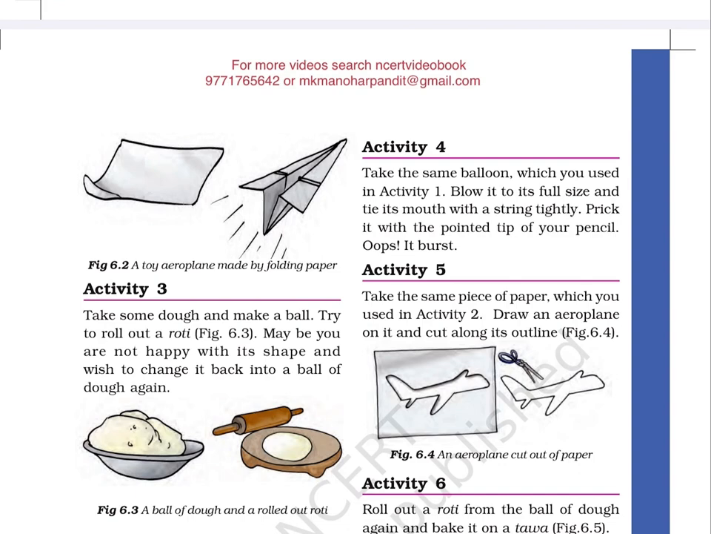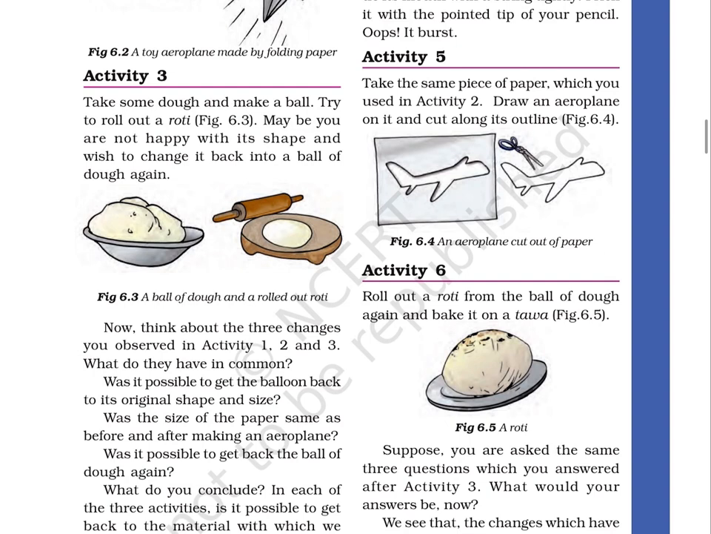Activity 3. Take some dough and make a ball. Try to roll out a roti. Figure 6.3. Maybe you are not happy with its shape and wish to change it back into a ball of dough again. Figure 6.3 shows a ball of dough and a rolled out roti.